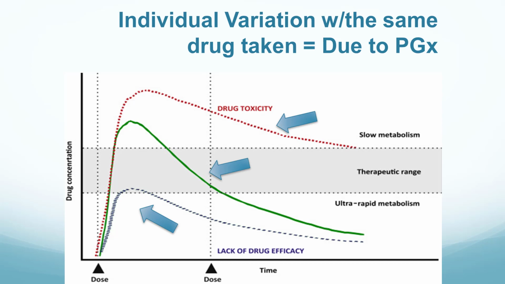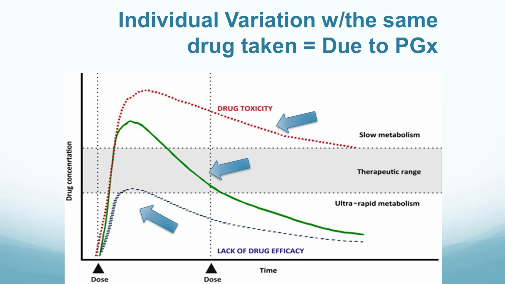This slide shows the individual variation with the same drug. It's kind of a more graphic illustration of the previous slide that had the groups of people. So you see we've got 3 curves here, and obviously where we want our patient to be is in the gray area. They have the therapeutic range with no toxicity. That's the sweet spot. The lower range, that's your ultra-rapid metabolizers, ultra-rapid.